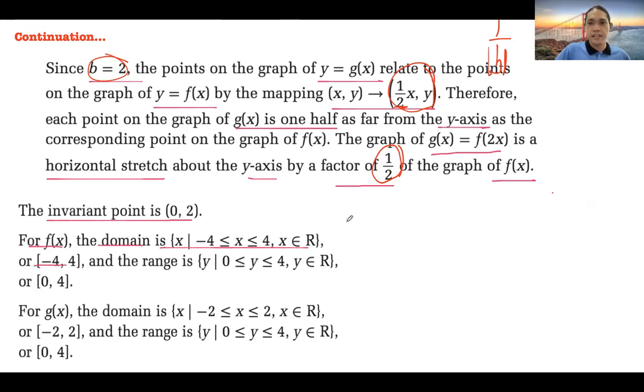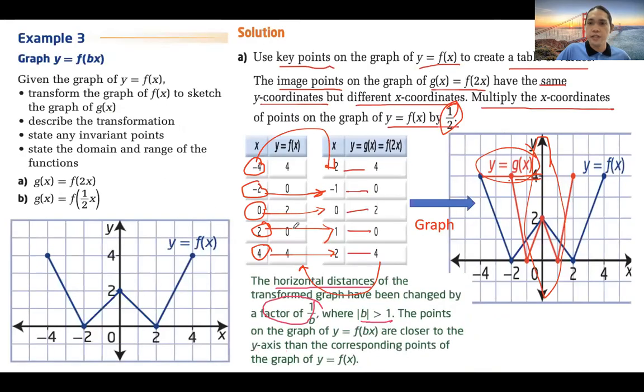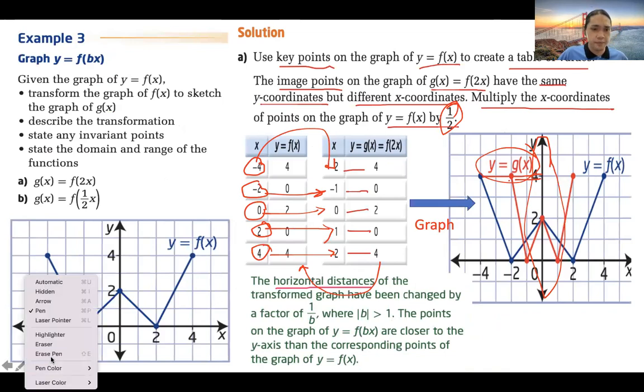As you can see, if you visit the graph, the invariant point is (0, 2). And of course, the domain is -4 to 4 and the range is 0 to 4 for f of x. Okay, I'll show it again. So the domain and range, of course. Okay, this is what I said. I'll just clean it up first.